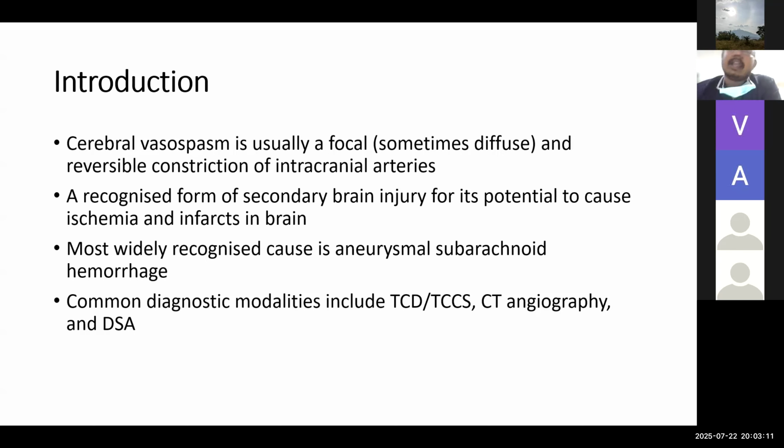So, cerebral vasospasm is mostly focal, but sometimes diffuse, reversible constriction of intracranial arteries. Why we need to know about it is that it is a recognized form of secondary brain injury, and it has the potential to cause ischemia and infarcts in the brain. That is why we fear vasospasm. The problem is we associate vasospasm with aneurysmal subarachnoid hemorrhage, although it happens in many clinical scenarios, we more associate it with aneurysmal subarachnoid hemorrhage.